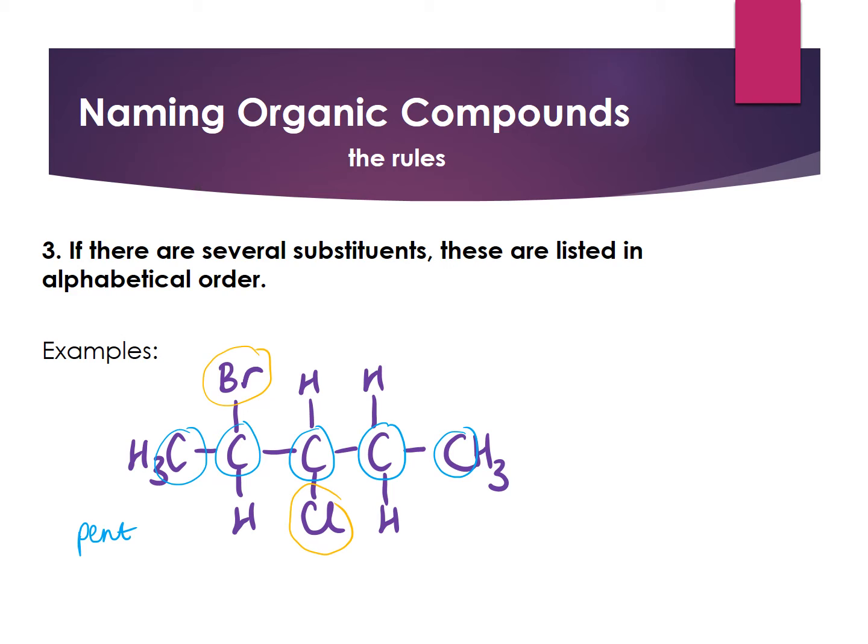So the correct IUPAC name for this molecule is 2-bromo-3-chloropentane.